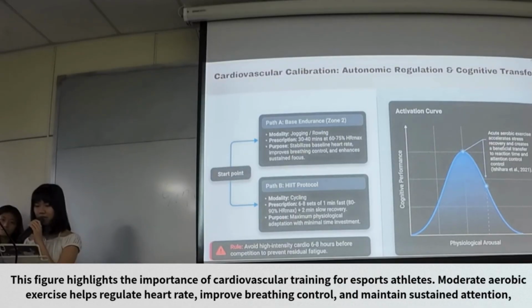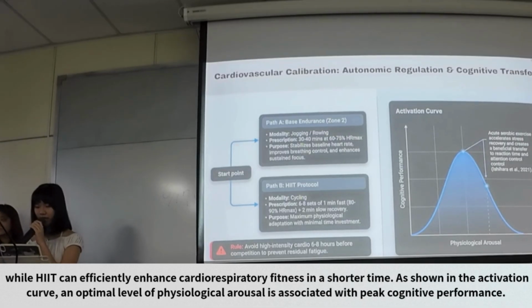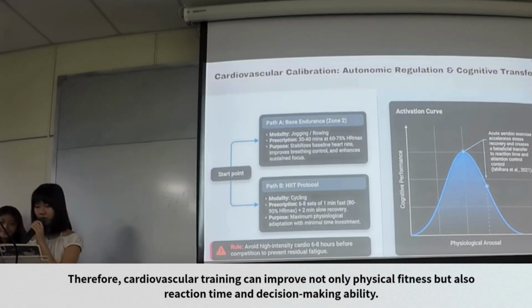This figure highlights the importance of cardiovascular training for esport athletes. Moderate aerobic exercise helps regulate heart rate, improve breathing control, and maintain sustained attention, while HIIT can effectively enhance cardiovascular fitness in a shorter time. As shown in the activation curve, an optimal level of physiological exertion is associated with peak cognitive performance. Therefore, cardio training can improve not only physical fitness but also reaction time and decision-making ability.